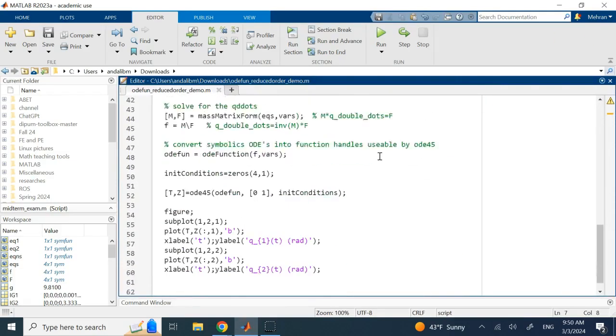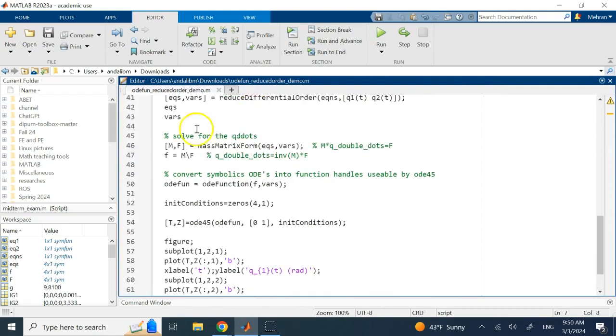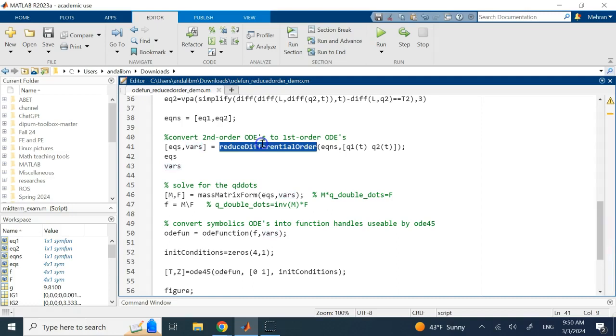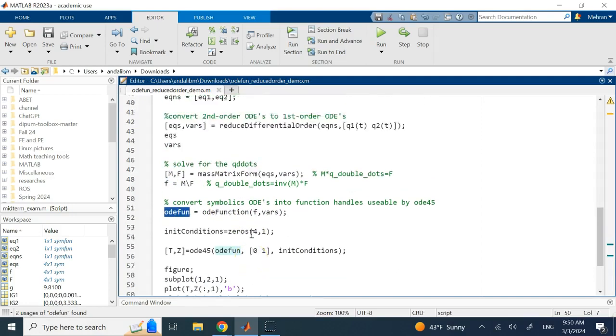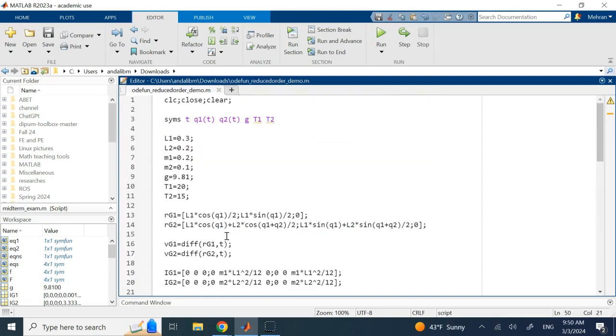So you see here I have not used anything manual. Everything is generated symbolically first, then reduced to lower order, converted into finding for Q double dots, creating function handles, and now ODE45. So you learned 3 new functions today: reduced differential order, massMatrixForm, and ODE function. And these are extremely powerful.